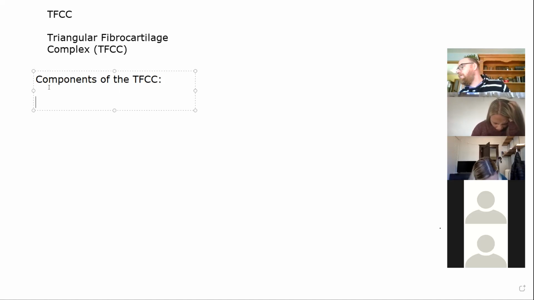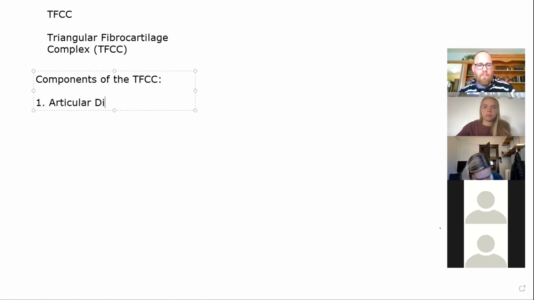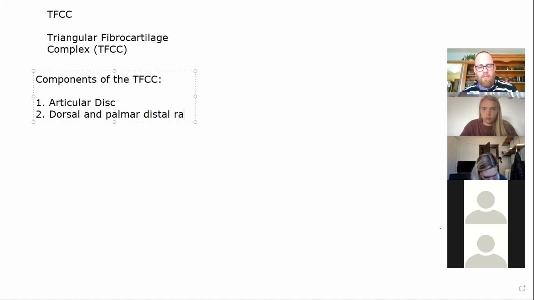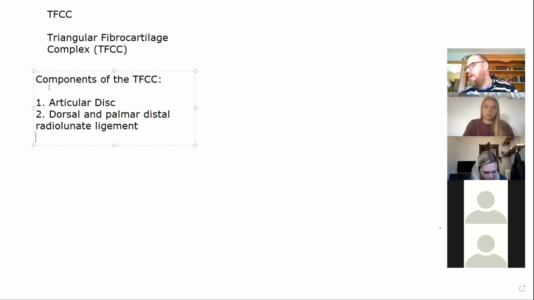All right. So we have the articular disc. After the articular disc, we have number 2, the distal palmar radial lunate ligament. So here and here.